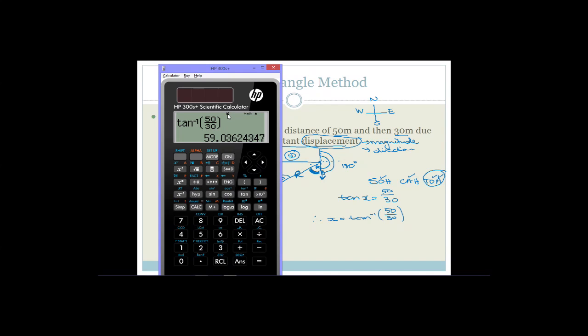If it's not, most of your calculators have a reset button at the back. You just need to press it, or you need to go into your mode and your setup and find it and change it back to decimals, not to radians.